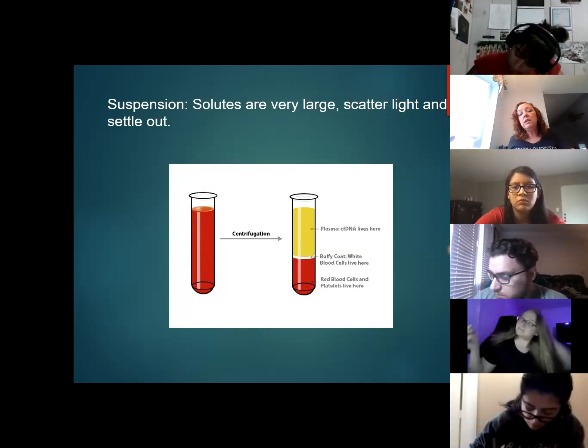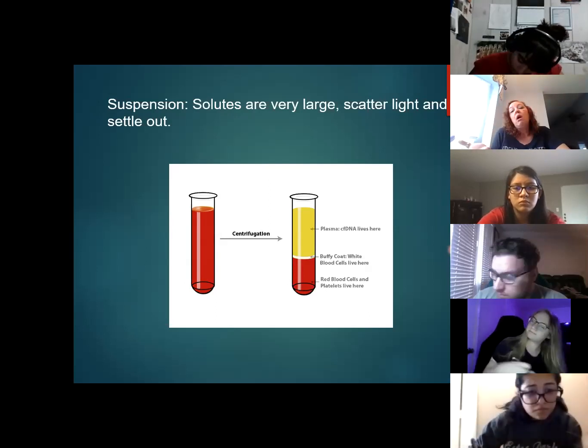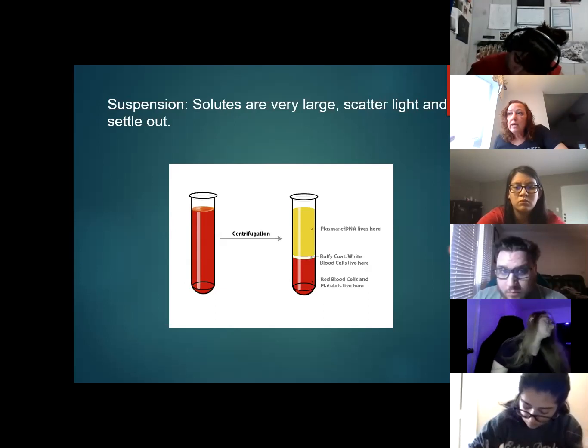So the suspension, the molecules are super big. And one of the examples I like to use is blood. Blood is a liquid tissue.